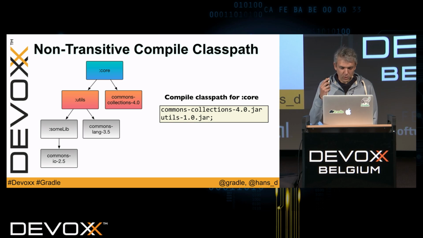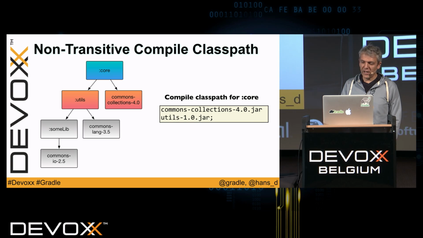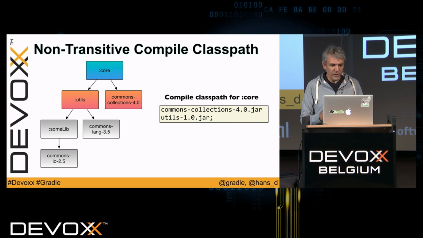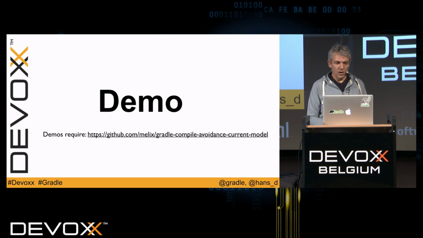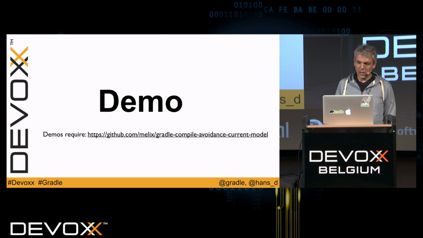And the short story is, the new normal with Gradle will be that the compile class path is non-transitive by default. The new behavior will be opt-in, so existing builds will continue to behave the same way. So how does this work with Gradle? Let's look at a demo.